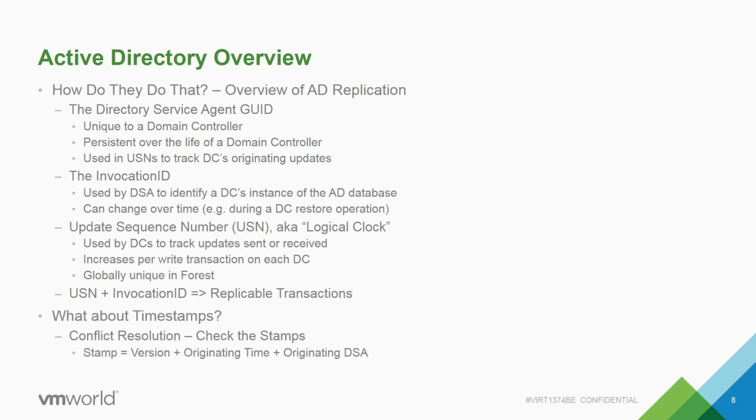Now, what about timestamp? What do we use timestamp for in AD replication? It's not so important. It's used for conflict resolution. For example, if changes happen on the same object at the same time, the same millisecond or microsecond, then we look at the timestamp. The stamp is always the version of that object and the originating time together with the originating DSA. That's what determines who wins, or which change is persisted and which change is discarded. Okay.